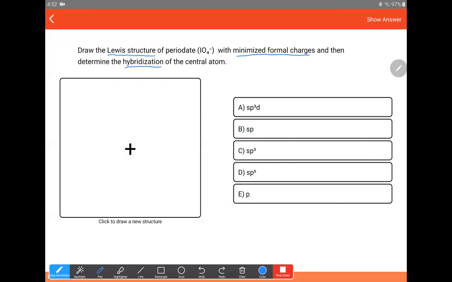Now, hybridization is really about understanding the electron geometry, right? So if you have a linear electron geometry, you're going to have sp. If you have a tetrahedral electron geometry, you're going to have sp3. If you have a trigonal bipyramidal, you're going to have sp3d. Now, these ones are not options, so it's one of those three, but we got to see first what our Lewis structure looks like.